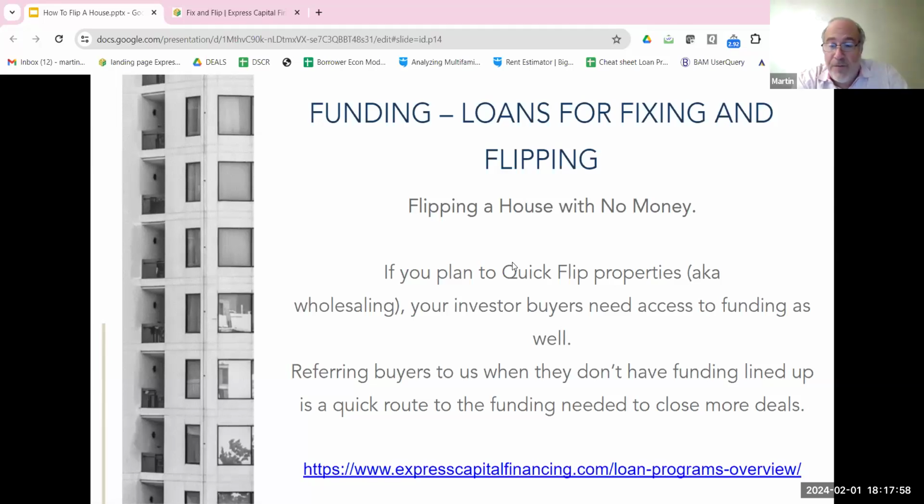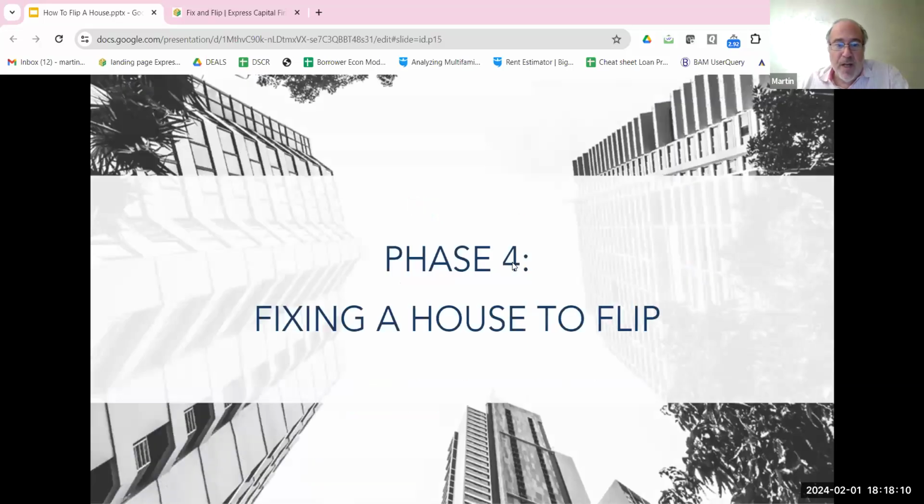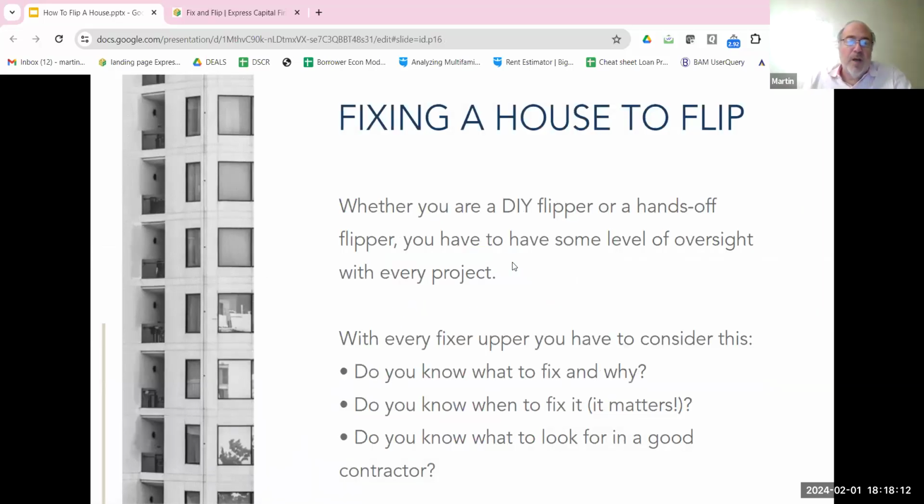It's a great way to find properties, and that is another way for off-market properties. And again, you can meet wholesalers at a lot of these REI groups and other places in your local city or state. So fixing a house, whether you're a do-it-yourself flipper or a hands-off flipper, you have to have some level of oversight with every project.